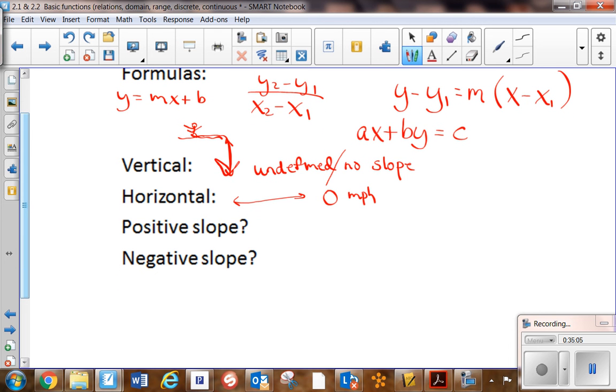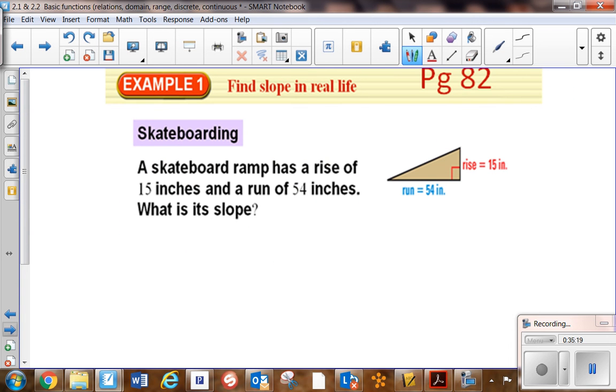Positive slope, does it lean to the right or to the left? Right, it leans to the right. Negative? Leans the other way around. Okay, remember all that, all right? So don't be scared of word problems, guys.